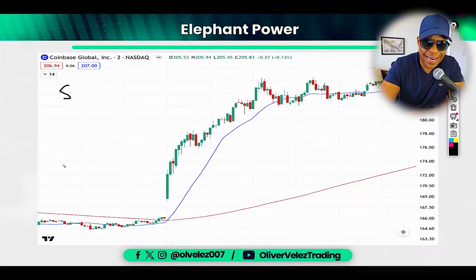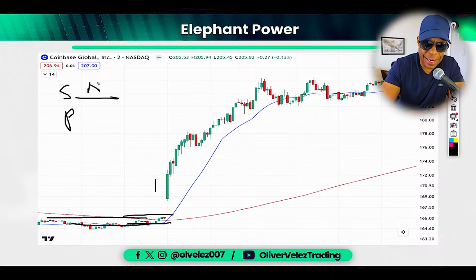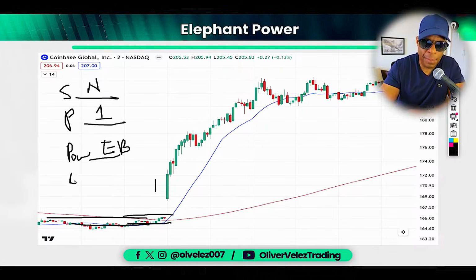Remember the steps? State. Here's my state, narrow state. Position. I'm in position 1, right above the narrow state. So state is narrow. Position is number 1. What am I looking for? I'm looking for power. Here I have elephant bar power. Then I'm looking for entry. I'm entering in the bar. That's called anticipation.